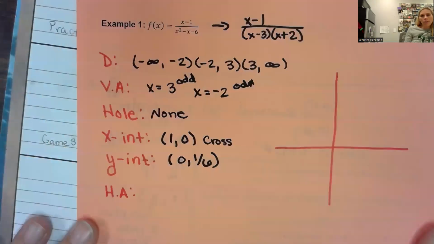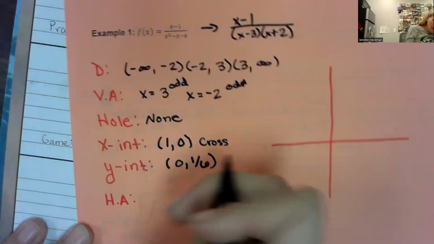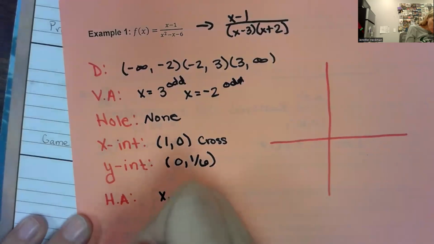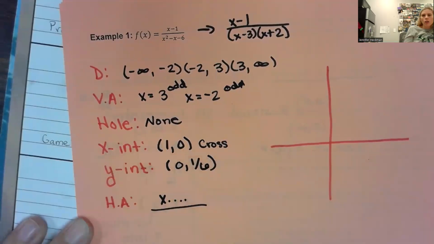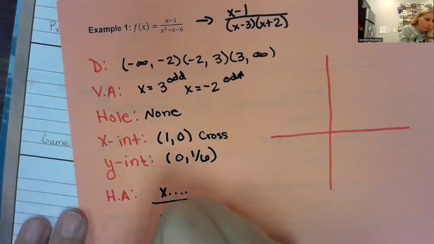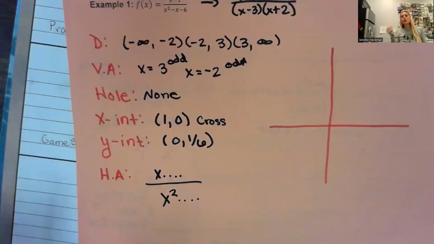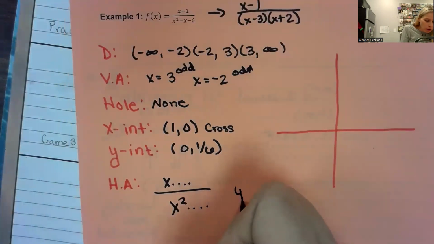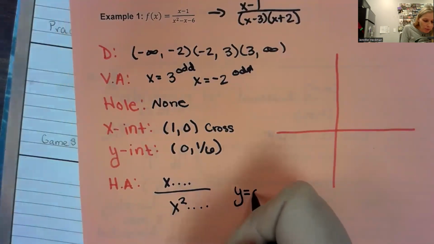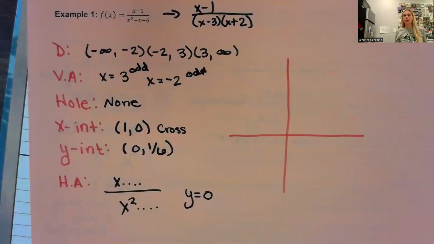All right, so if we go back to our example 1, I compare our numerator's leading term, x to the first, all over our denominator's leading term, which is x squared. As you can see, our numerator exponent is 1, our denominator exponent is 2. The numerator is smaller than the denominator, so that means we have a horizontal asymptote at y equals 0.